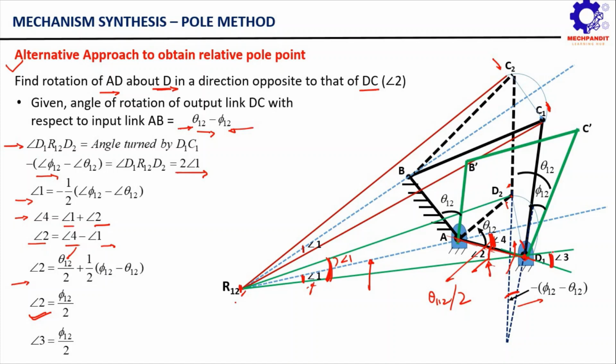So this is our angle 3 which we have marked here. So angle 3 is equal to angle 2. So we can calculate angle 2 in terms of the rotation of the output link, phi 12. Similarly, we will define angle 3, which can again be expressed in terms of rotation of output link phi 12. So angle 2 is equal to angle 3, that is equal to phi 12 divided by 2.